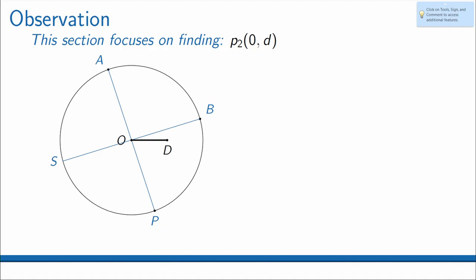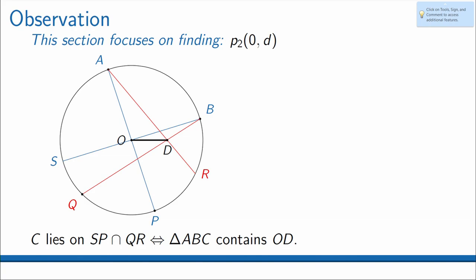Firstly, if we want triangle ABC to contain the center O, we need C to be on the arc SP. And if we want the triangle ABC to contain the point D, we need point C to be on the arc QR. And therefore, when C lies on the intersection of the two arcs, which is QP here, the triangle will contain the line segment OD.